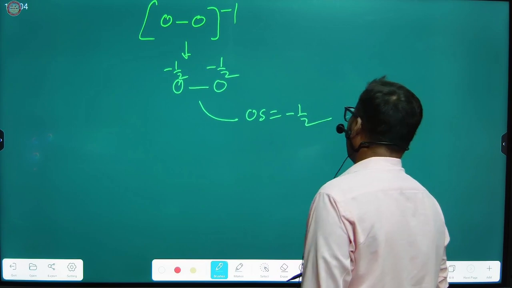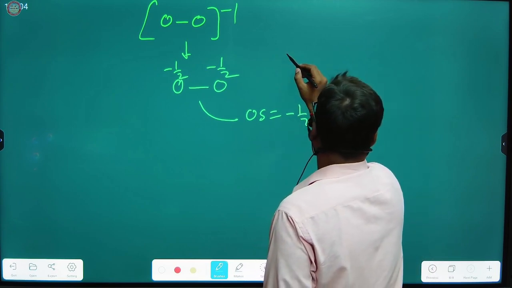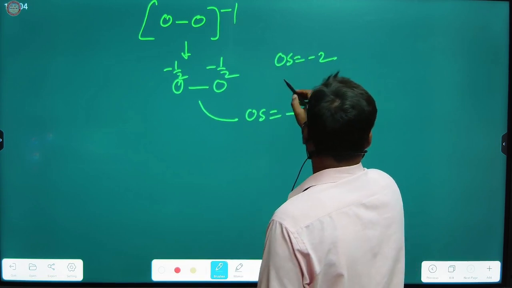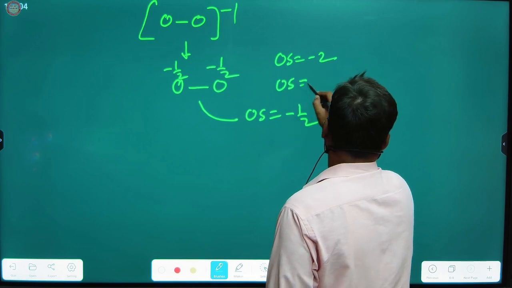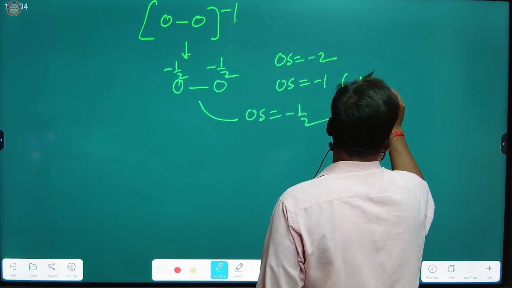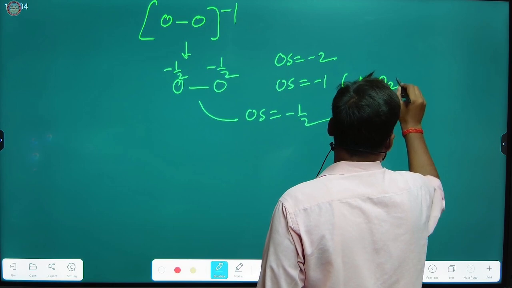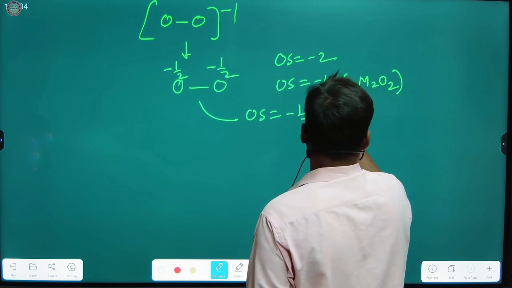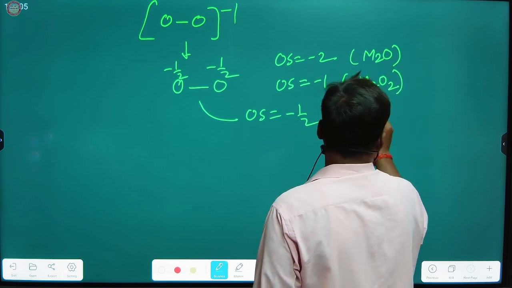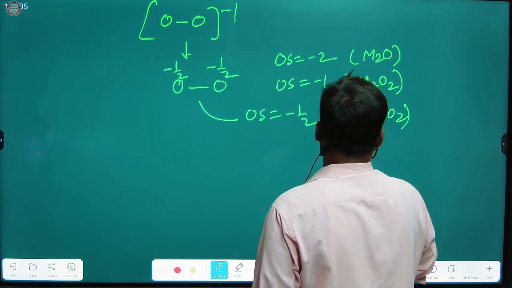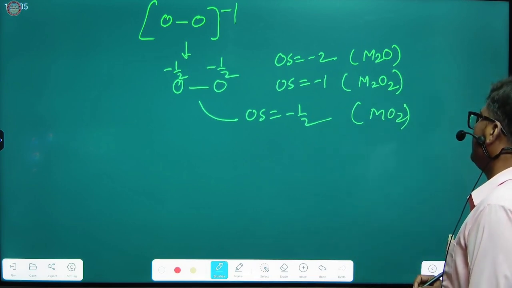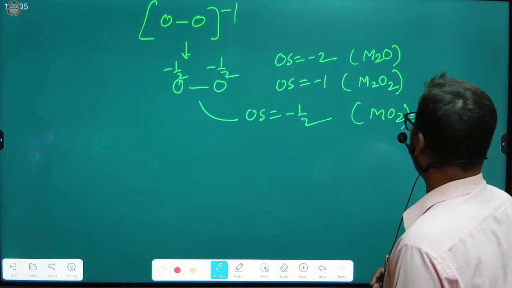Whereas in the case of oxide, the oxidation state is minus 2. In the case of superoxide, the oxidation state is minus half. In the case of peroxide, M2O2, the oxidation state is minus 1. So the oxidation state changes as the different oxide structures form.